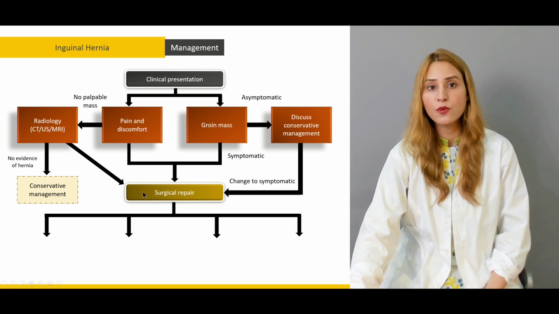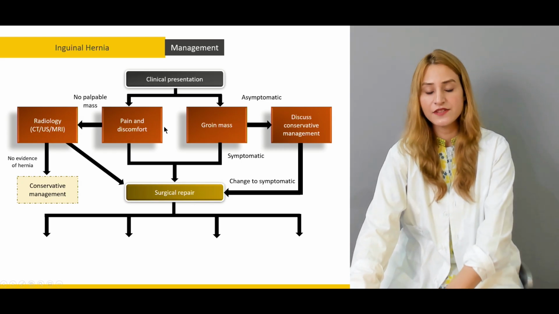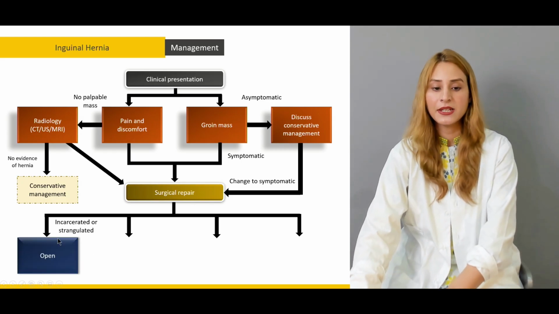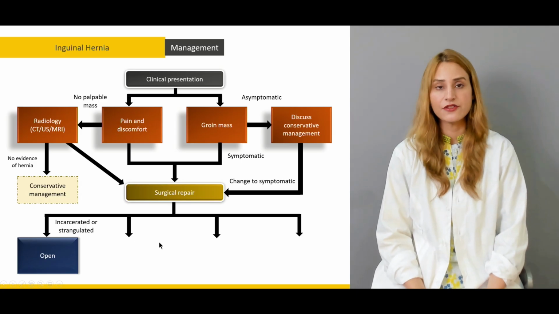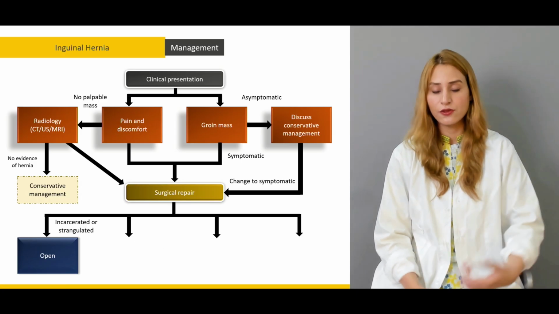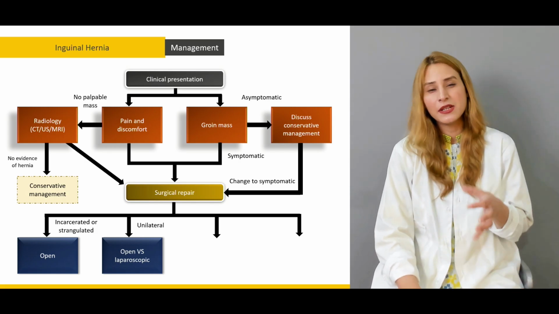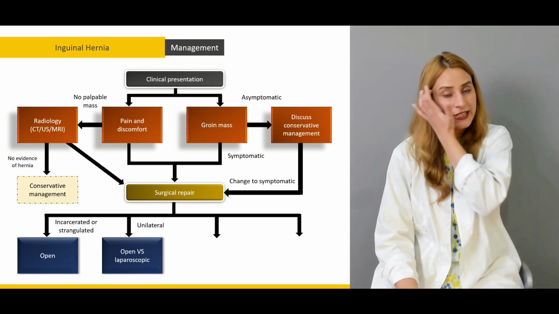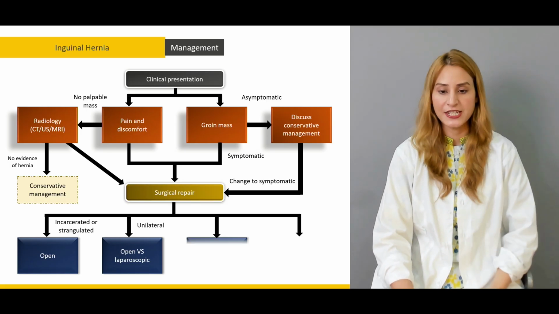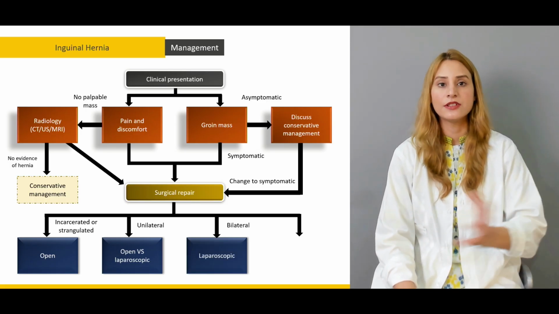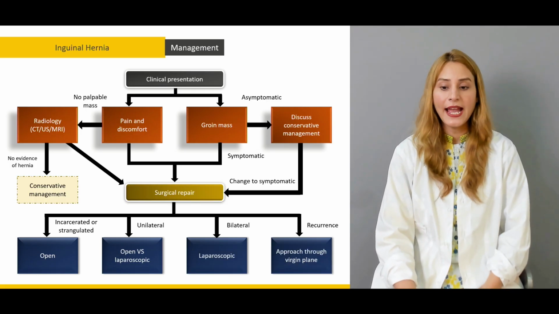Now the question is, what kind of surgical repair you have to perform? In case of incarcerated or strangulated hernia, you have to go for the open repair. In case of unilateral, it can be laparoscopic, or it can be open. It depends upon your expertise. And if it's bilateral, you have to go for the laparoscopy.